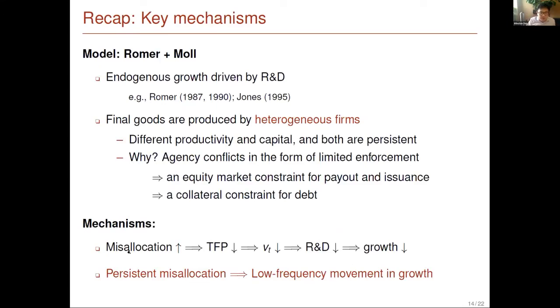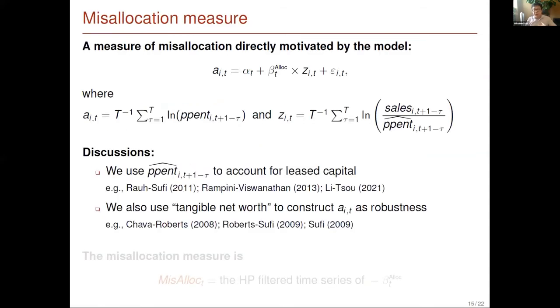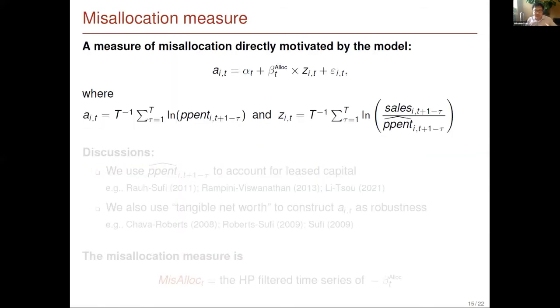Let me just describe this line. The logic of the model is quite intuitive. When misallocation is high, the average productivity in the final goods sector is low. So the marginal value of this patent to produce intermediary goods will be low. And then R&D will be low. When R&D is low, the endogenous economic growth will be low. That's it.